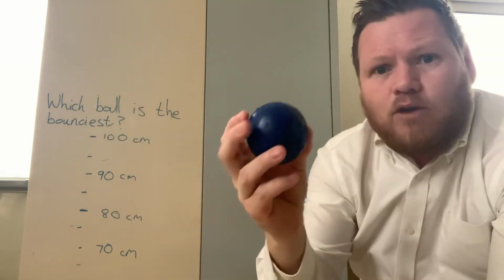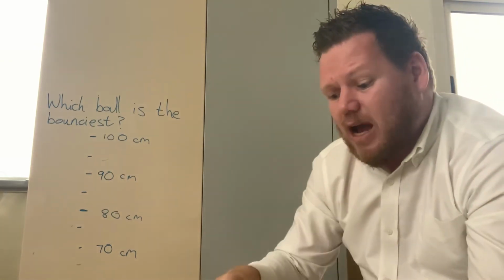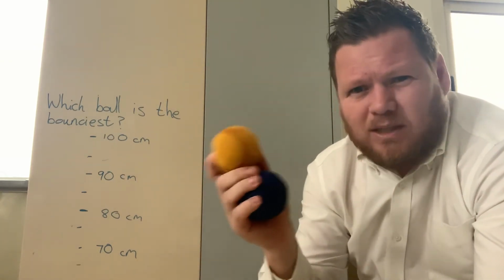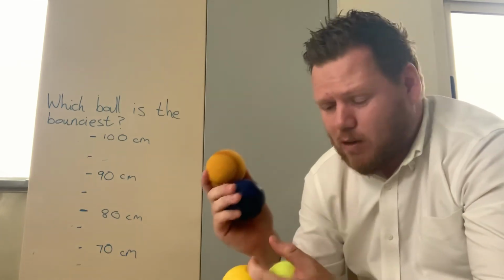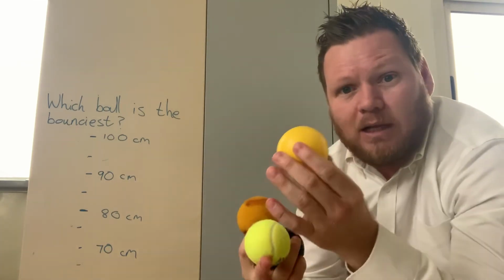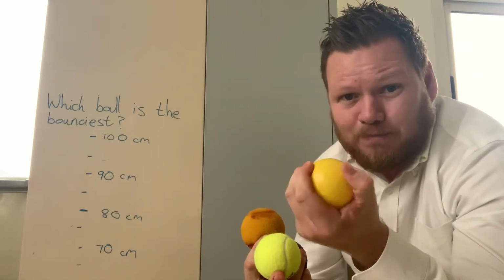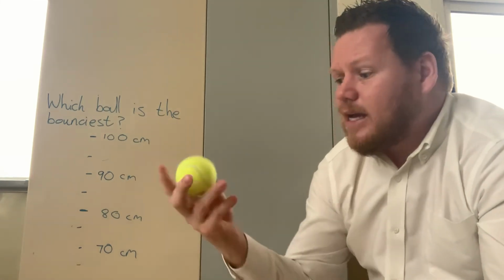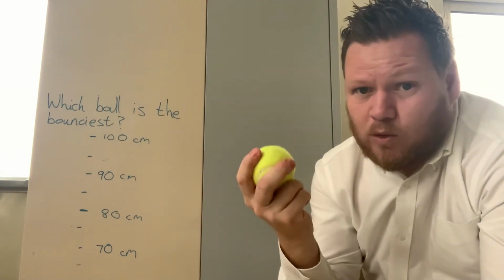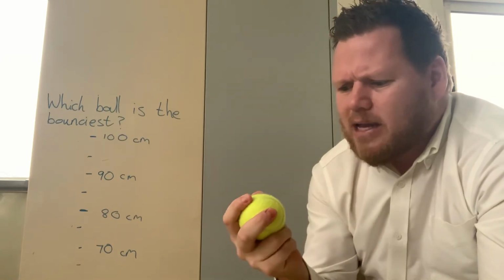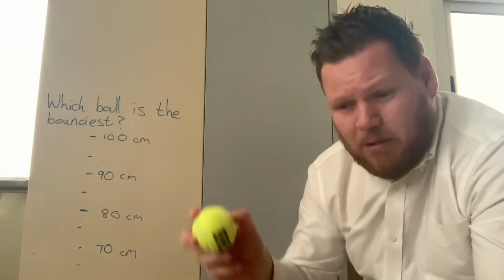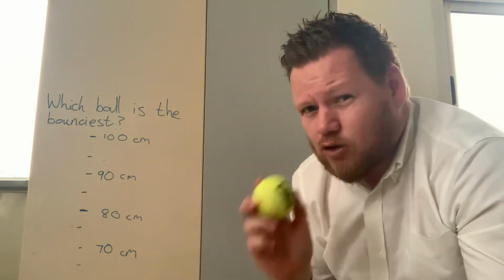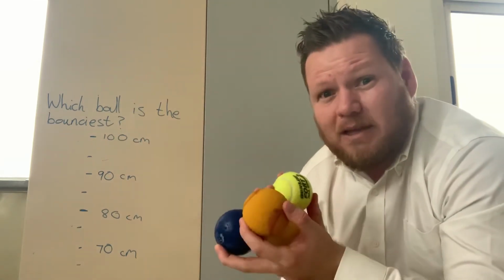I've got a thick foam ball. I've got a spongy ball. It's a different type of foam than the blue one. I've got a plastic ball that is full of air. It's hollow. And then I've got a tennis ball. The tennis ball also has air in it, but it's made out of a very bouncy rubber. So I do wonder which of my 4 balls will be the bounciest.